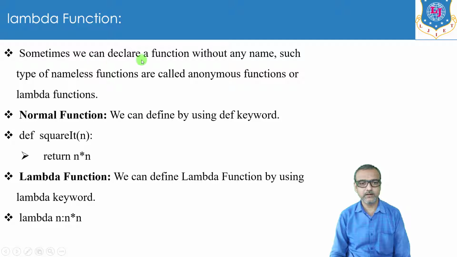First of all, we will see lambda function. Sometimes we can declare a function without any name. Such type of nameless functions are called anonymous functions or lambda functions.